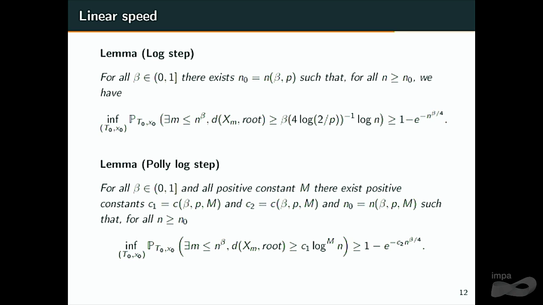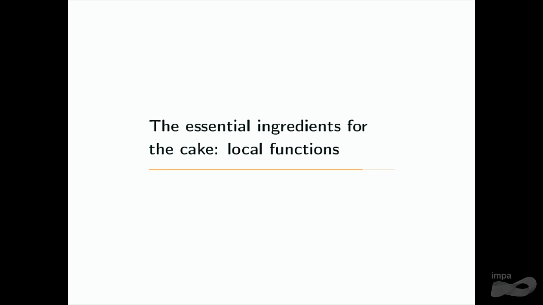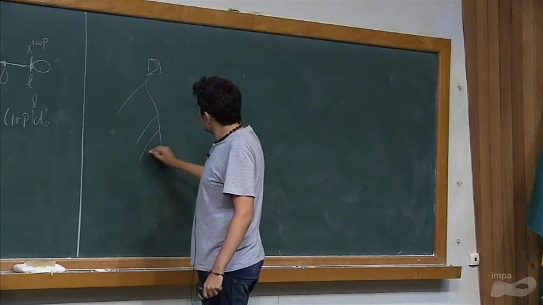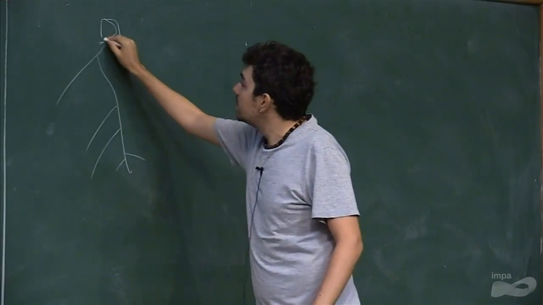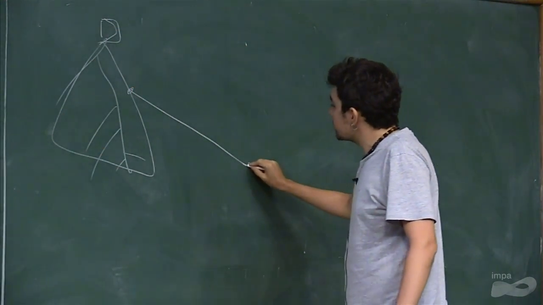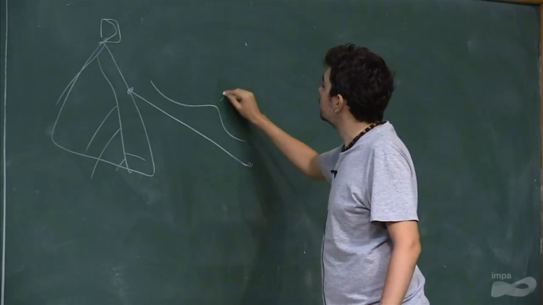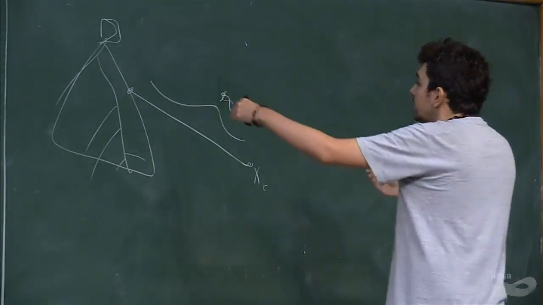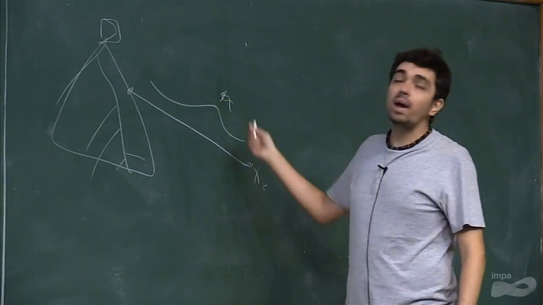Okay? And why do we observe some sort of local behavior? Observe that in all the theorems that I stated, the walker forgets about the initial condition. Why do you observe something like this? The key part of the theorem is this approximated renewal lemma. The key point is that no matter your initial condition, at some point the walker creates a path here of length r, for example, and it is on the tip of this long path, and the path is long enough so that the walker doesn't go back anymore.